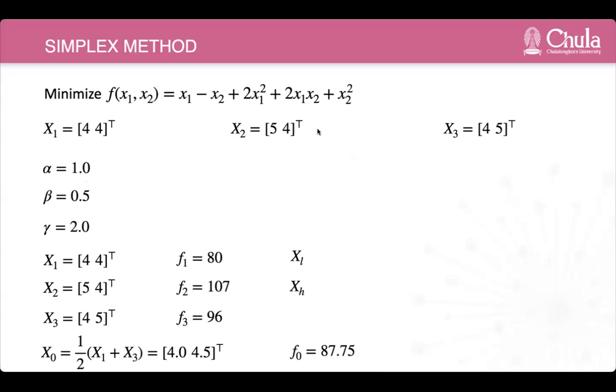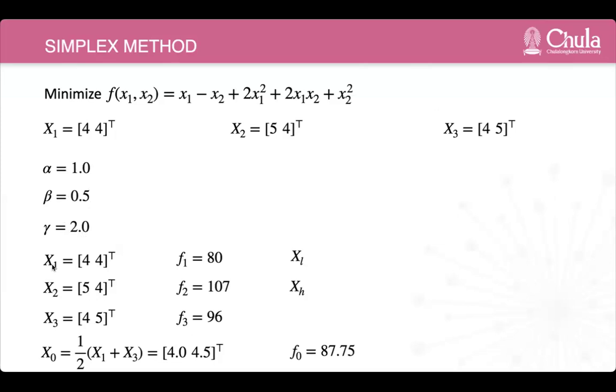Consider these 3 points. We start from these 3 points. X1 is (4, 4). X2 is (5, 4). X3 is (4, 5). Okay. Then we take alpha of 1, beta of 0.5, and gamma of 2, okay?